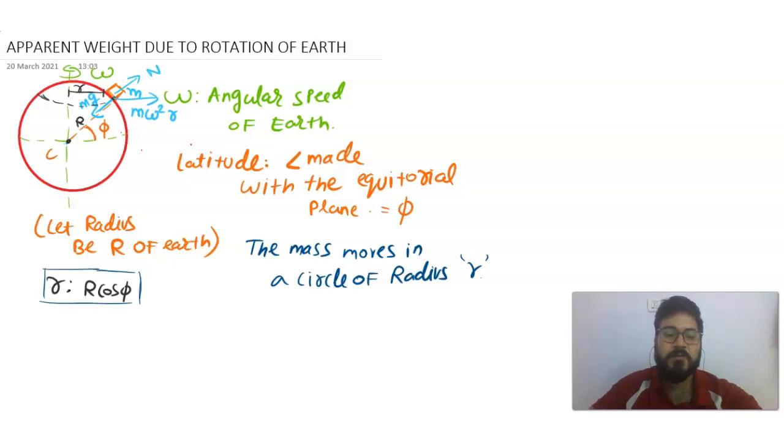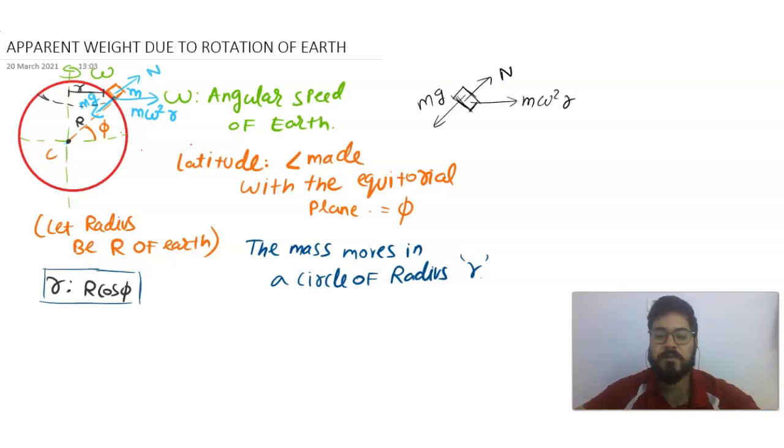Now due to this centrifugal force, the normal reaction is going to change. First of all, you can see that if this angle is phi, definitely the angle between the normal reaction and m omega square r is also phi. So I'm drawing this over again here. You have the normal reaction pointing like this, the weight vector pointing like this, and m omega square r like this, and this angle is also phi, remember that.